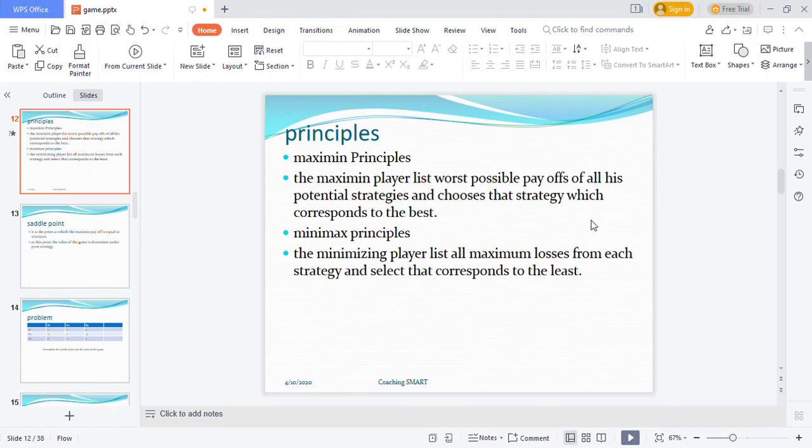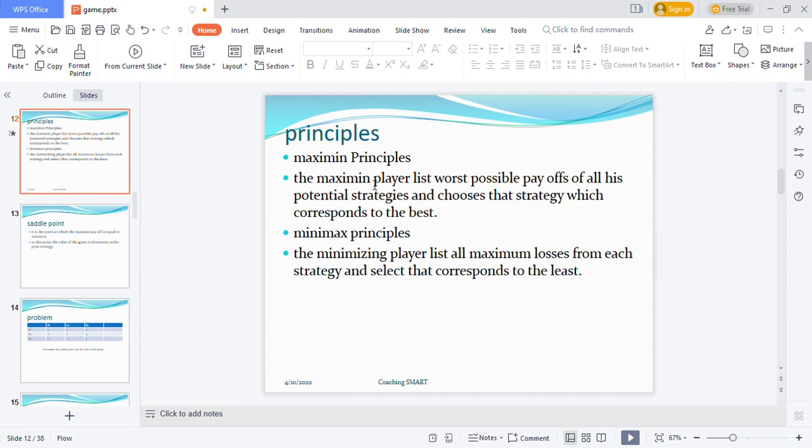So after looking at the components, whereby we have looked at the strategies, the payoffs, and the players, the next critical area that we need to focus on are the principles. There are two principles which are critical. One of them is the Maximin principle.